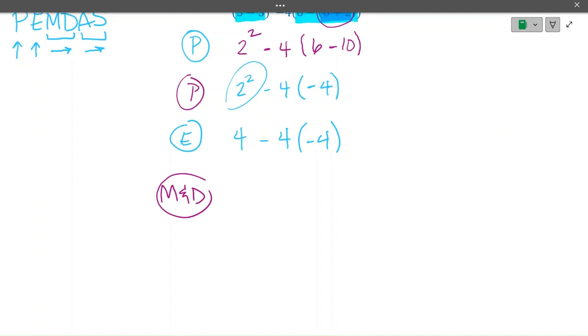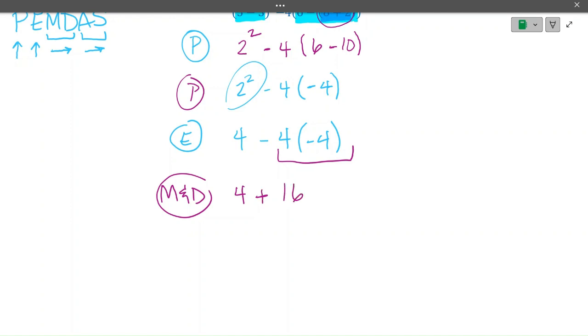So according to order of operations, 4 minus 4 is subtraction. We don't do that yet. We do the multiplication and division first. This is what's being multiplied. There's no division here. So our first step is we leave that 4 by itself, and then we say negative 4 times negative 4, and that gives me positive 16.